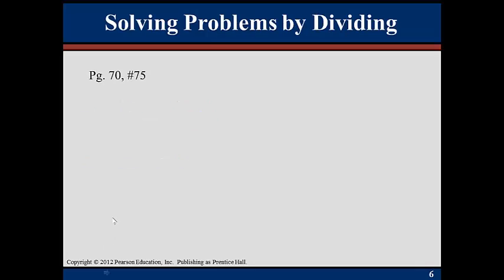And the last thing we're going to cover is solving problems by dividing. So on page 70, let's look at number 75. The problem reads, Martin Thiem teaches American Sign Language classes for $65 per student for a 7-week session. He collects $2,145 from the group of students. Find how many students are in the group.